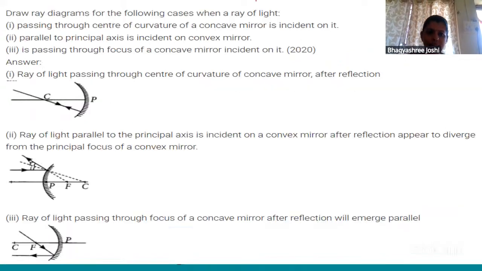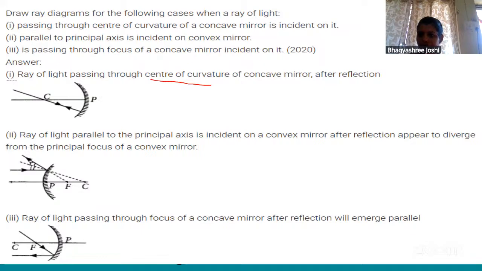Draw ray diagrams for the following cases: when a ray of light passing through the center of curvature of a concave mirror is incident on it, a ray parallel to the principal axis is incident on a convex mirror, and a ray passing through the focus of a concave mirror is incident on it. So this question was asked in 2020, right? So first, the ray of light passing through the center of curvature.